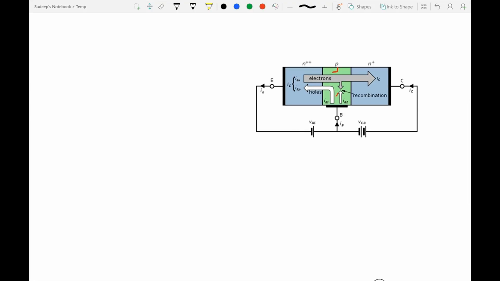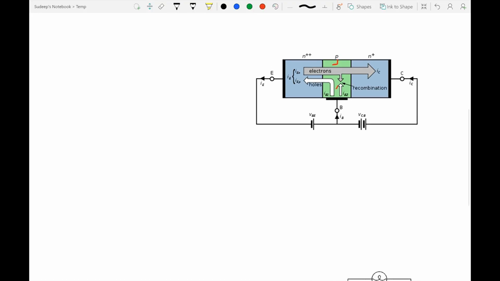So let's go down, and we are trying to understand this while taking the example of an NPN transistor. In an NPN transistor, I'll make a bigger diagram. A small section would be the emitter. A very small section in between would be the base, and a big region would be the collector.